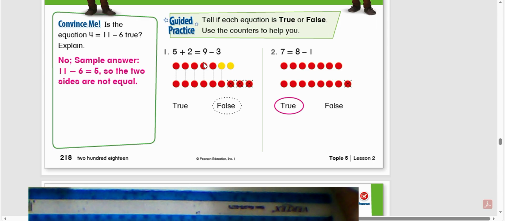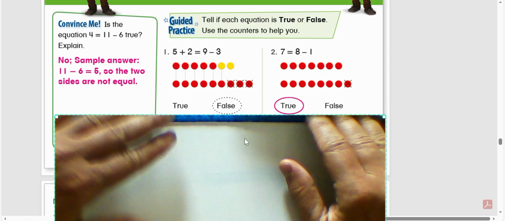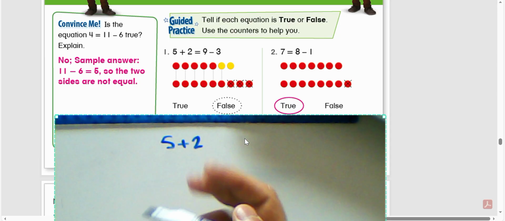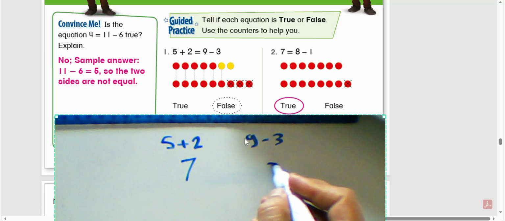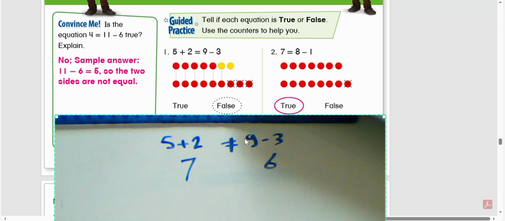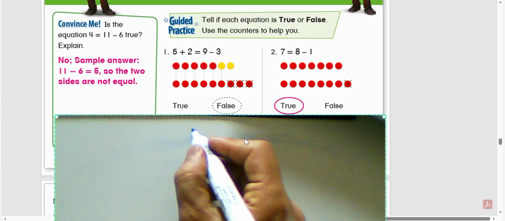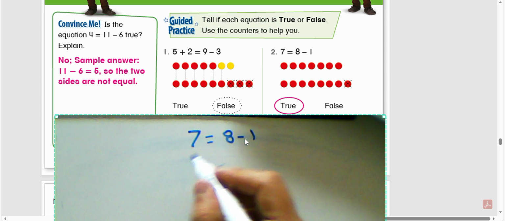Here, we have 5 plus 2 is 7. 7 equals 9 minus 3. True or false? False, because 9 minus 3 equals 6. Look here at the steps about this example. 5 plus 2, just after 5, 6, 7. And 9 minus 3 equals 6. They are not equal. And what about 7 equals 8 minus 1? It's true. 8 minus 1 equals 7.